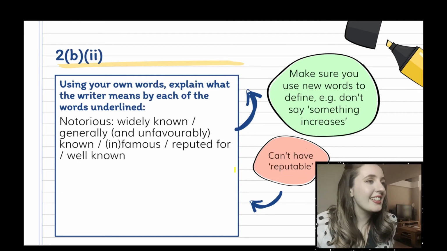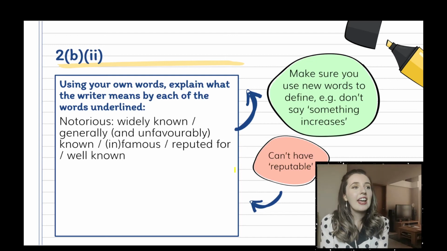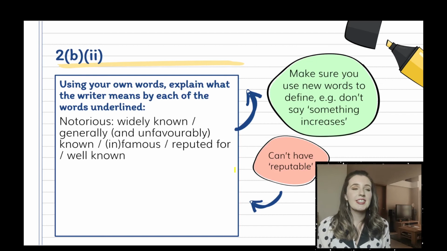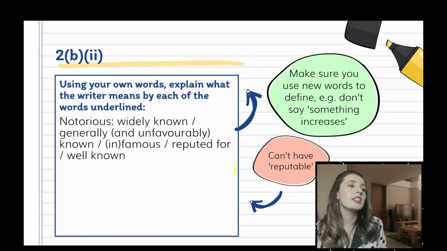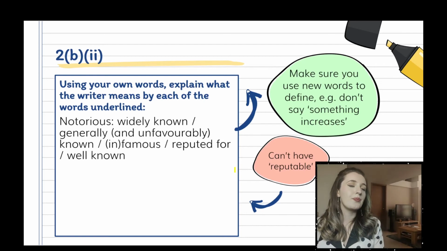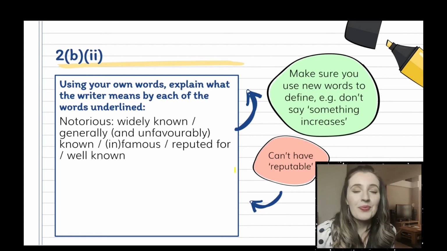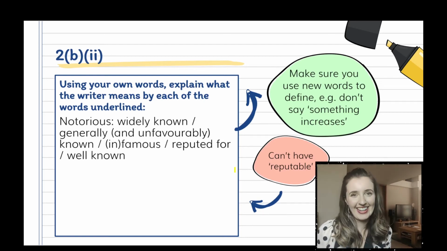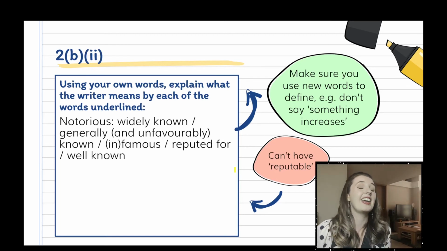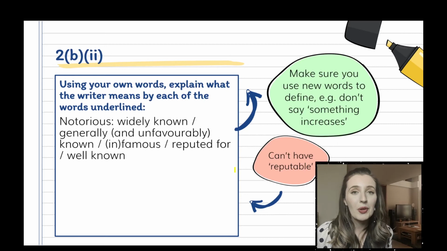So next, you had to give a definition for the word notorious. CIE say that you could have widely known, generally and unfavourably known, famous or infamous, reputed for, well known. Let me level with you. I highly disagree with CIE on this question. I just think that some of these definitions are wrong, to be quite honest.